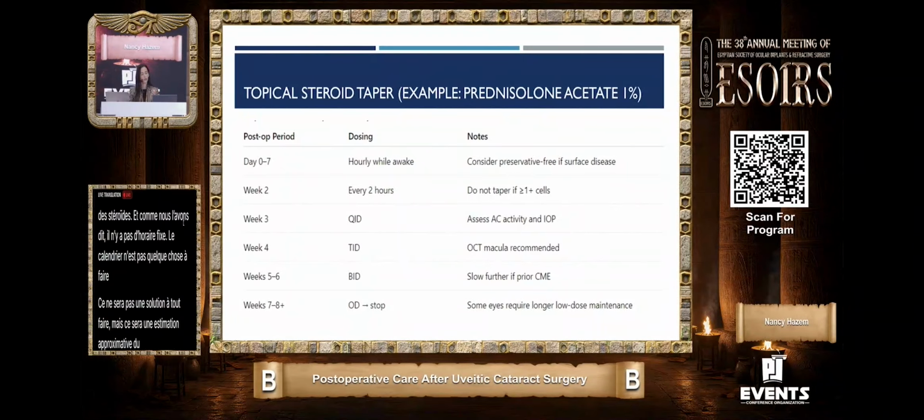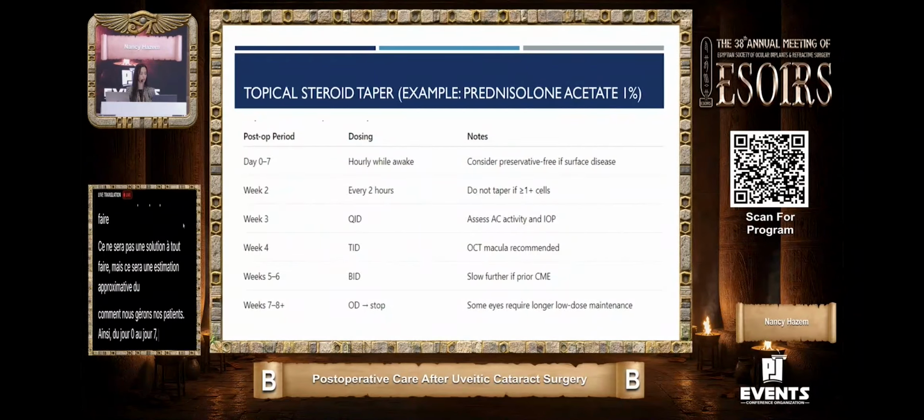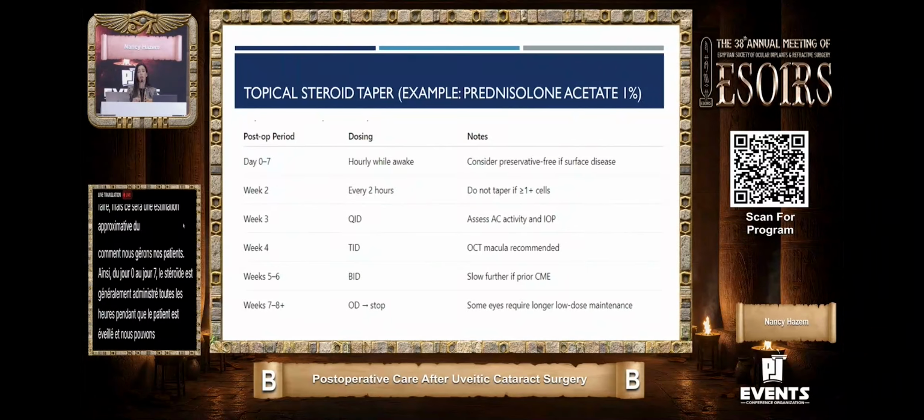So in day 0 to 7, the steroid is usually hourly while the patient is awake, and we consider preservative-free if there is also surface disease. When the inflammation calms down, by the second week, we can move it down to every 2 hours, and we do not taper further if there is more than 1+ cell.